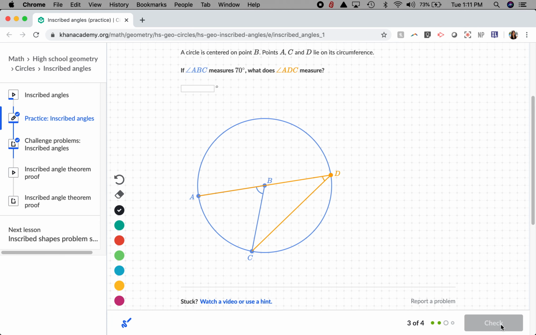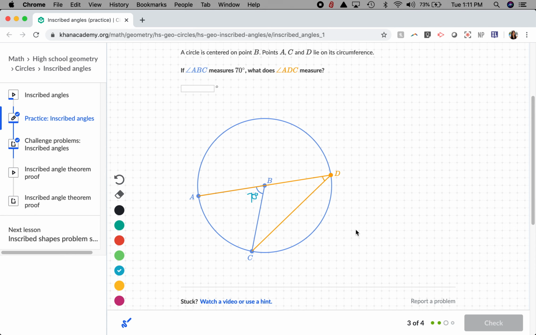All right, this is a little bit different, so let's go ahead and try that again. A circle is centered again on point B, and again, points A, C, and D are on its circumference. If angle ABC measures 70 degrees, let's go ahead and label that. This is 70 degrees. What does angle ADC measure?